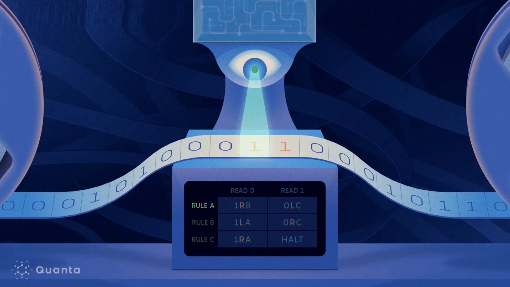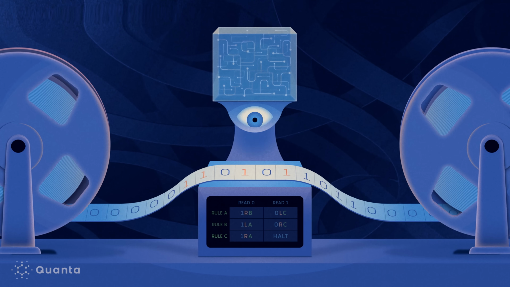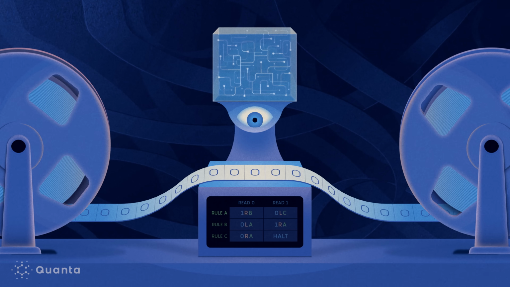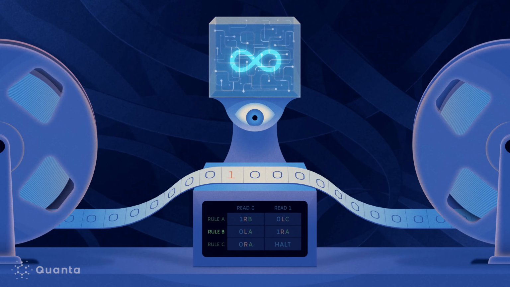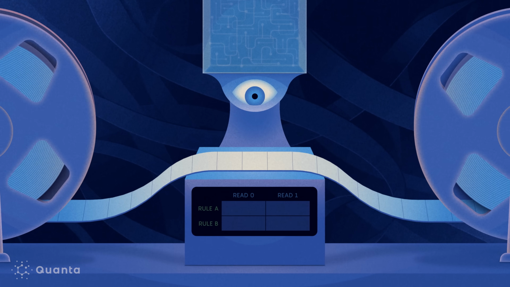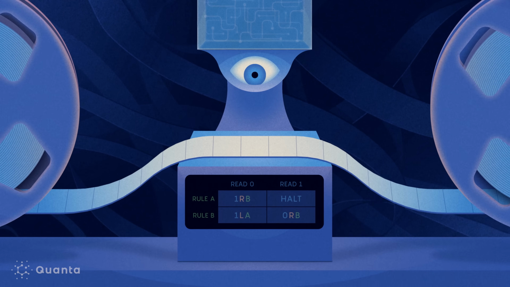All computer programs either perform their function and eventually stop, known as halting, or they get stuck in infinite loops and run forever. Useful programs are programs that stop. Here's an example of a two-rule Turing machine that halts.